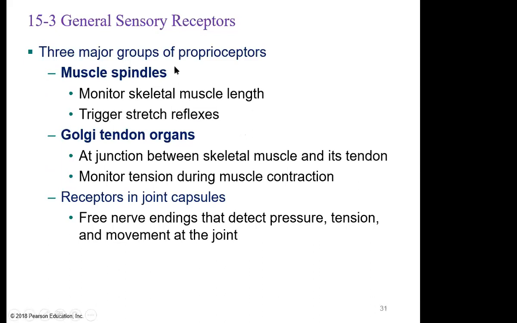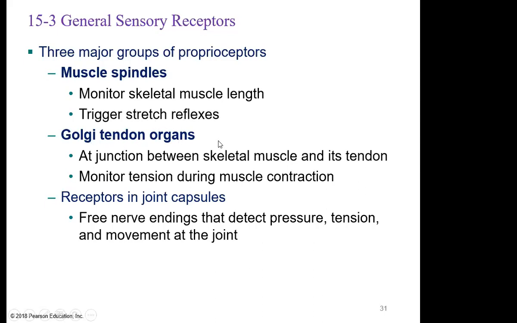All right, here are our 3 major groups of proprioceptors: the spindles, the GTOs, and then the receptors in the joint capsules. They each have different jobs that they need to do. Our spindles will trigger those stretch reflexes because they're monitoring the skeletal muscle length. We don't want to stretch our skeletal muscles too far because stretching them too far could lead to injury. So the stretch reflex means we quickly put our muscles back where they need to go in order to avoid tearing them.